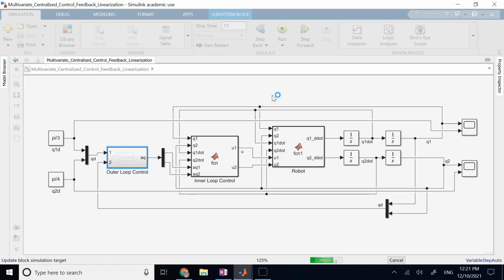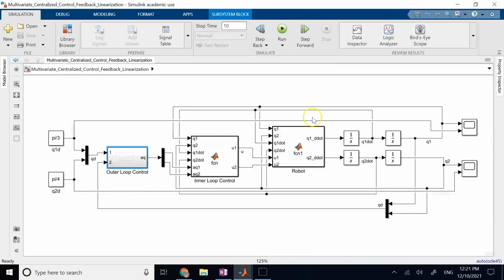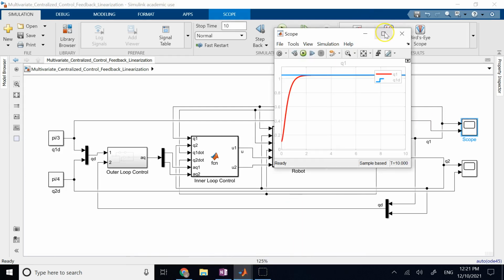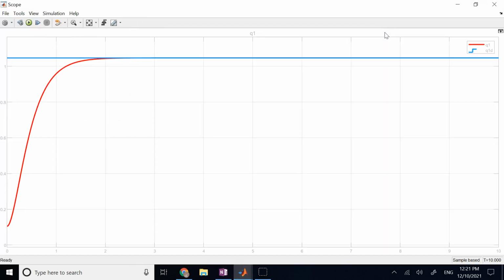So let's go ahead and do that. And there we go. Here I pass to these oscilloscope blocks Q1D versus Q1, and then Q2D versus Q2. So this is Q1. Let's double click and take a look at it. Whether your Q1 could reach the desired value, and you see it absolutely did. The blue is the desired, and the red is the actual. And you see I could well reach the final value within 2.5 seconds or so.